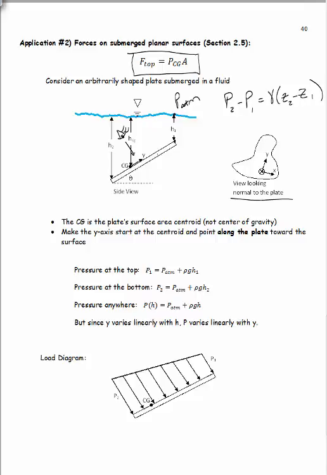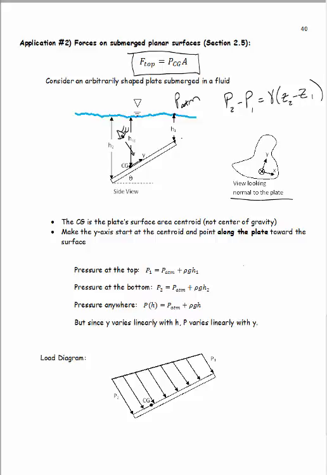Okay, what we do in these kinds of problems with submerged planar surfaces is define y as going up the surface, starting at the center of gravity. It's starting at the CG, really the centroid, and going up towards the free surface, but along the surface. So you could figure out for any h what y is, and vice versa, just using trig and that theta.